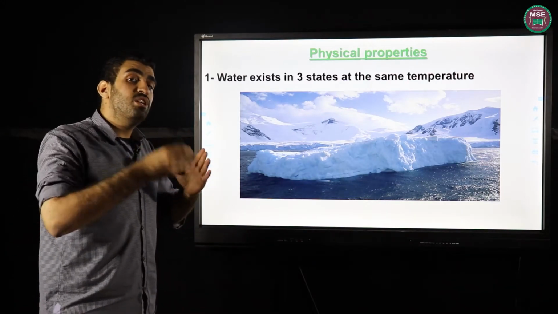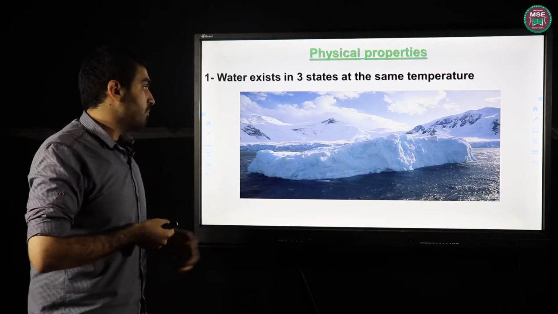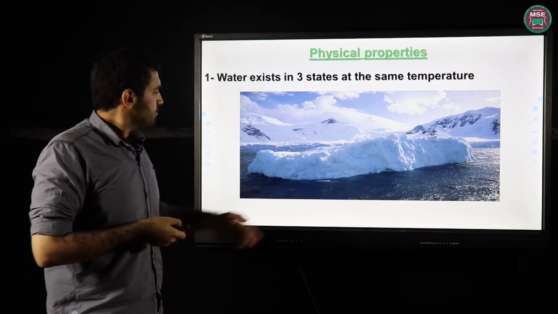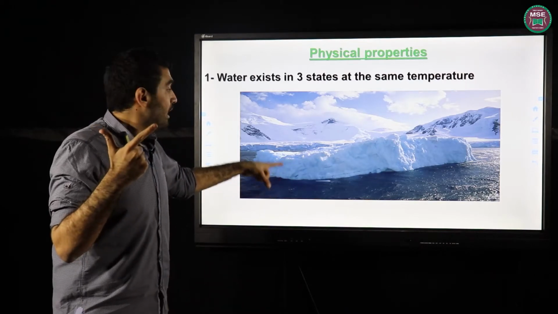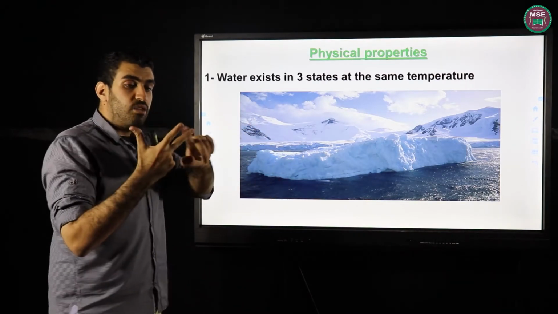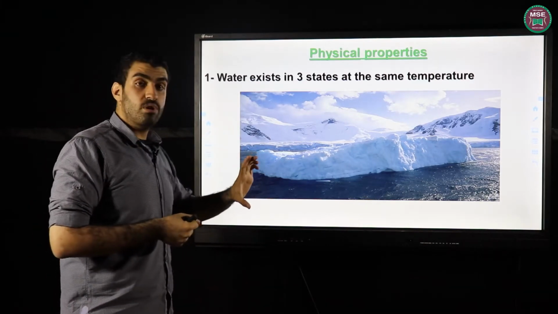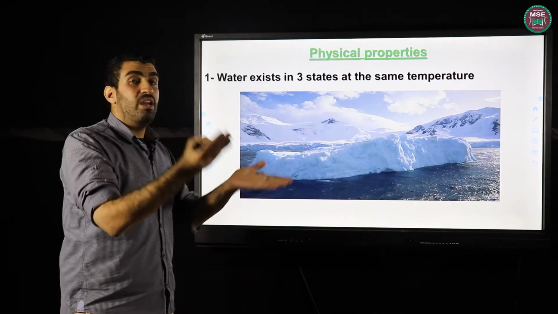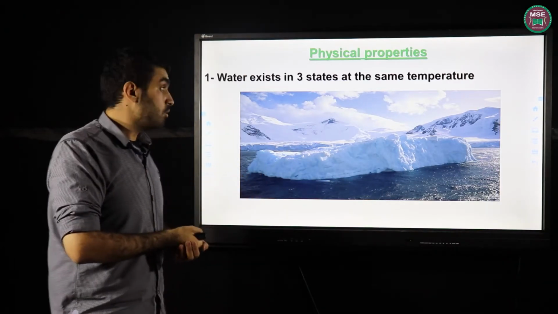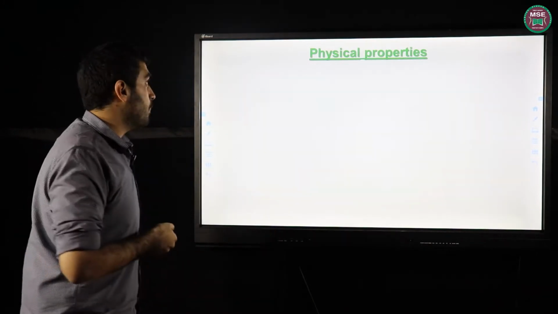I'm not talking about the temperature of water. I'm talking about the temperature around the water. For example, in this picture we see ice, solid, water, liquid, and water vapor, gas. 3 states of water at the same temperature, okay? If I have a cup of water, it contains liquid water and a piece of ice, and we have water vapor around us. So water can exist in 3 states at the same temperature.